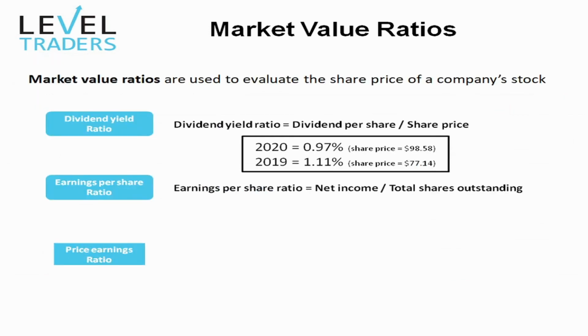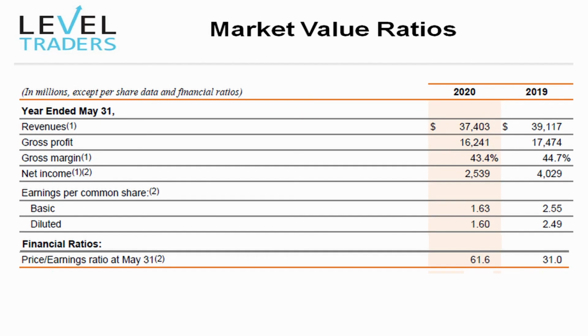Then we have price earnings ratios. You might have seen analysts at banks or investment firms talk about PE ratio. And what they're trying to say is they're trying to compare a company's share price to its earnings per share. So the formula is share price over earnings per share. And again, this is given in Nike's 10K. And the idea here is to understand how overvalued or expensive the share price is relative to the company's earnings. And you can see here Nike's PE ratio almost doubled from 31 in 2019 to around just under 62 in 2020.